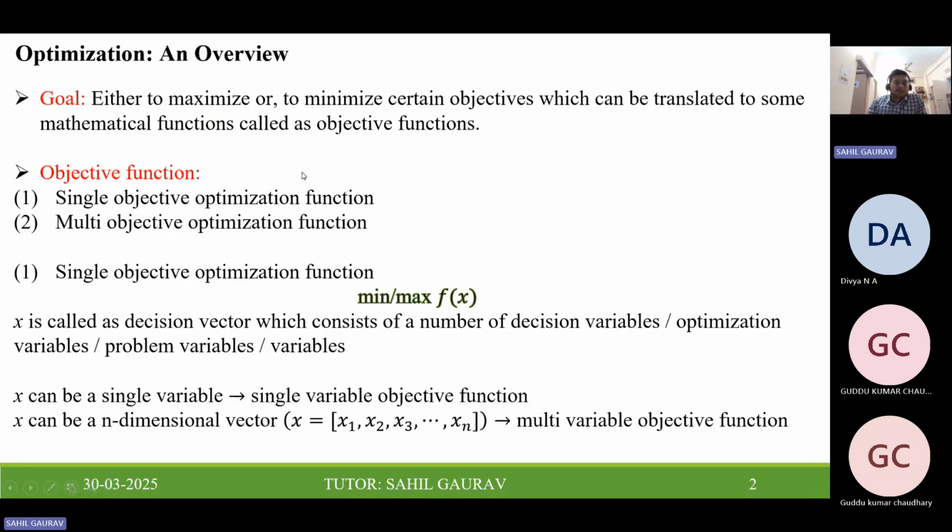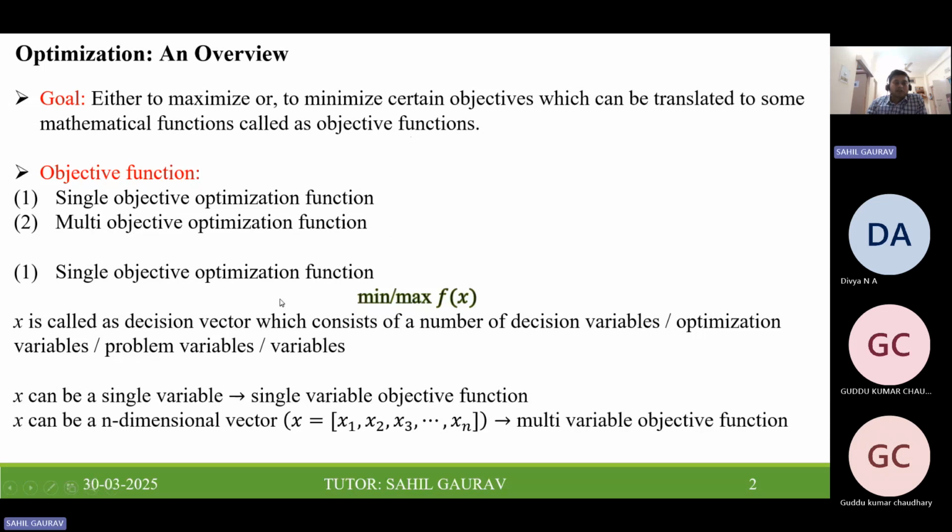We have also seen some of the basic slides for optimization, and in today's session we will also start from there only. So what is optimization? Optimization means that we are either maximizing or minimizing certain objectives which can be translated to some mathematical function, that are called objective functions. And these objective functions can be of single objective optimization function or multi objective optimization function.